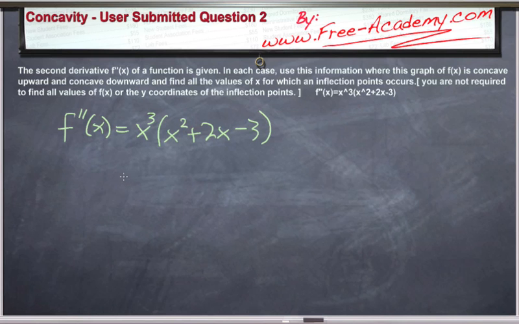In this video submitted to www.free-academy.com, the user is asking us to find the intervals under which this function f of x equals x to the third all multiplied by x squared plus 2x minus 3, where it is concave up and where it is concave down. This is very interesting for us because the problem immediately gives us the second derivative and just wants to find the intervals of increasing and decreasing and find all the values of x where the inflection points occur. And beyond that, we don't need to calculate the y values of that, we just need to find the x values. So let's dive right in.